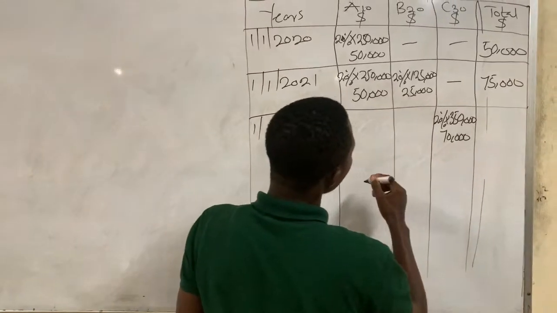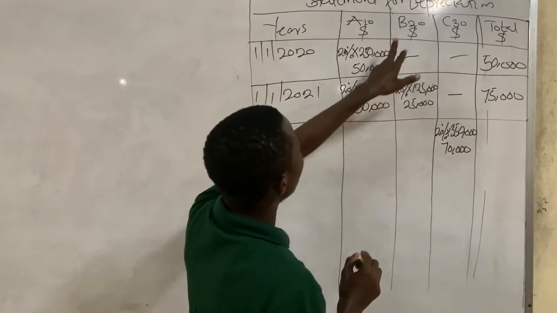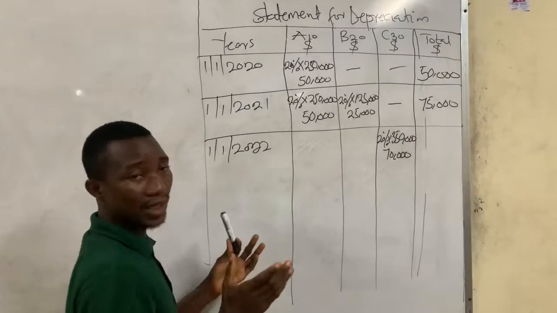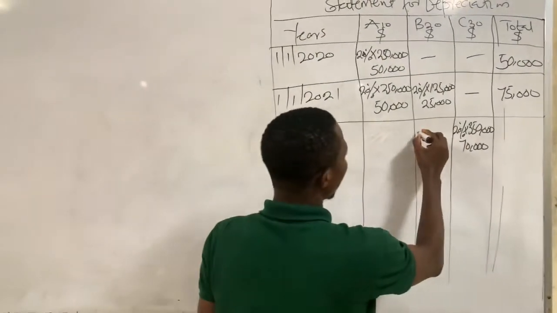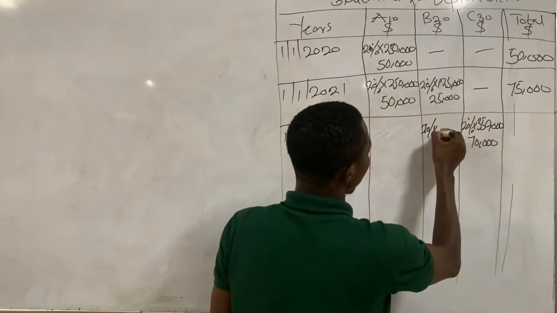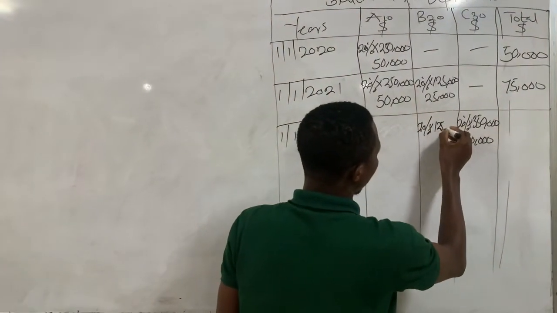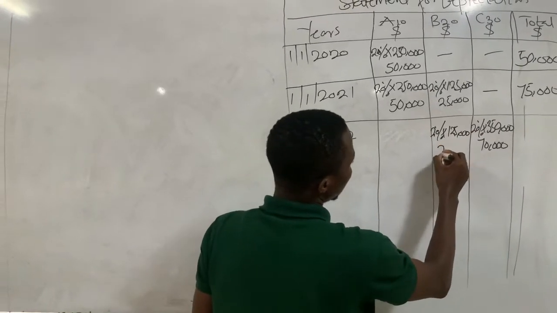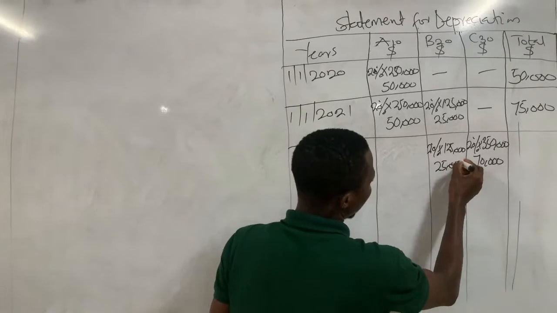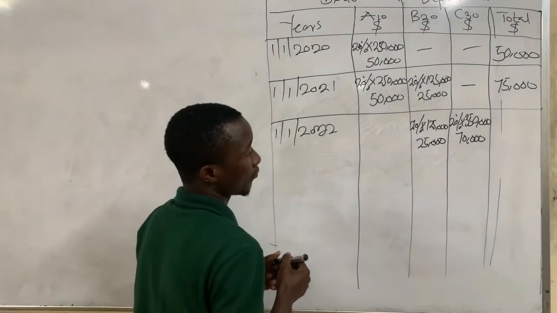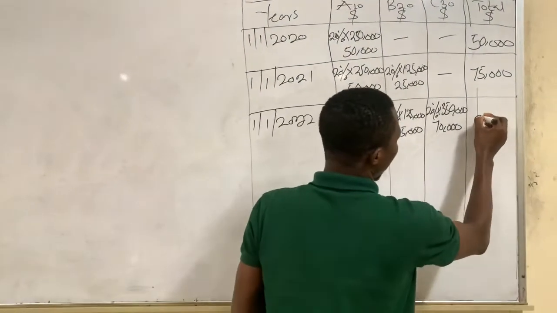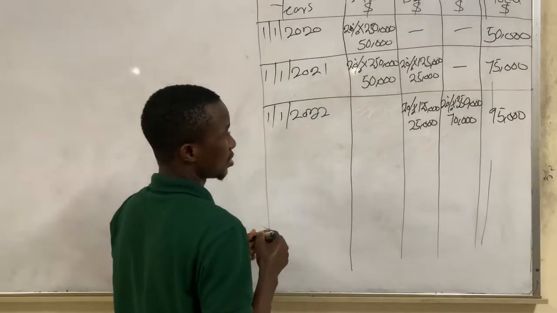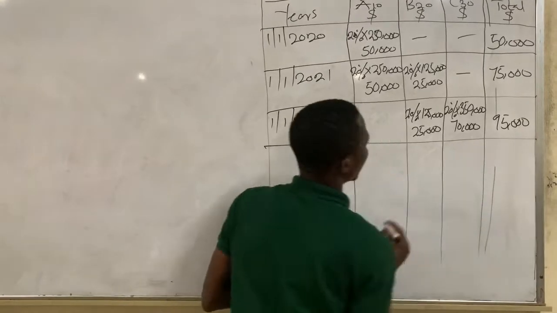But mind you, this motor vehicle B20 is still in the business. We didn't dispose of B20, so we need to calculate depreciation. That is 20% on 125,000, and this is going to give us $25,000, and the total is $95,000. Then we are done for 2022.